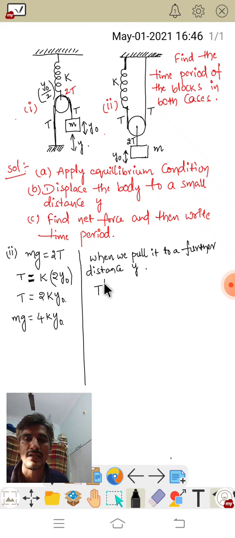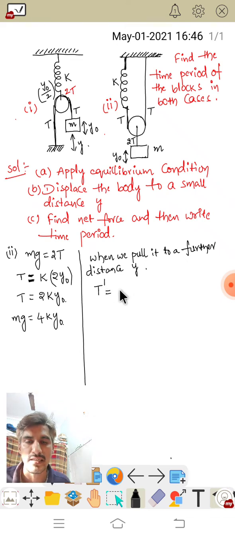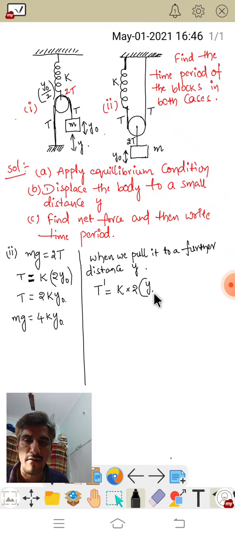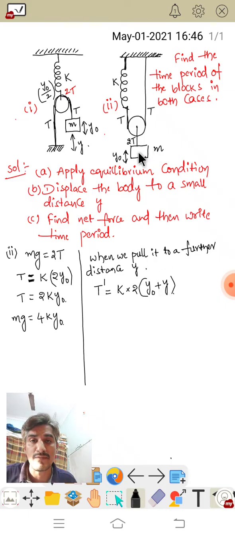Therefore, tensional force T dash can be written as k into 2 into y naught plus y. This is the elongation in the spring. Am I right or not? Here the displacement of this block is y naught plus y, so that the elongation in the spring will be 2 into y naught plus y. Yes. So it is T dash.